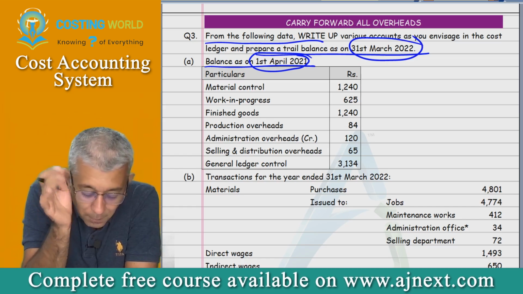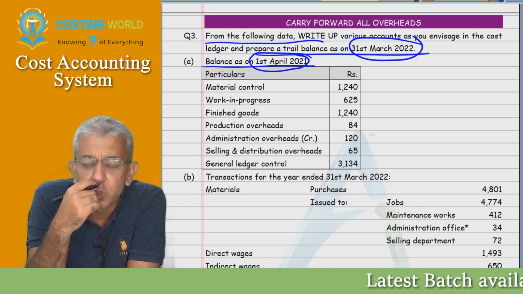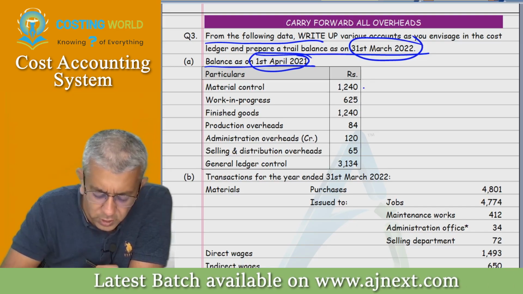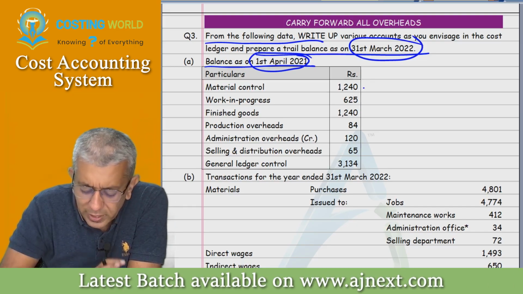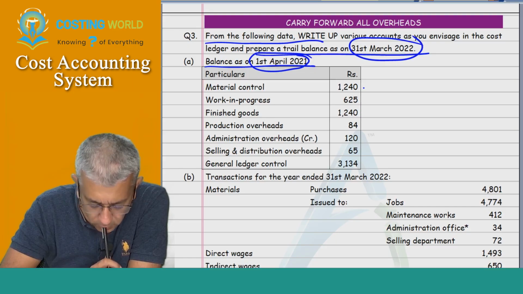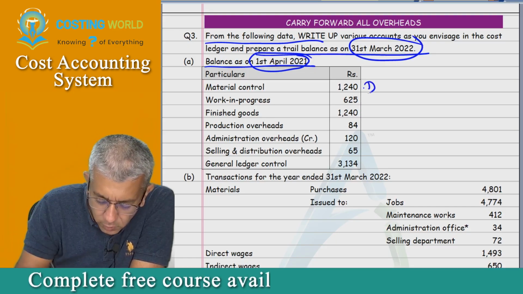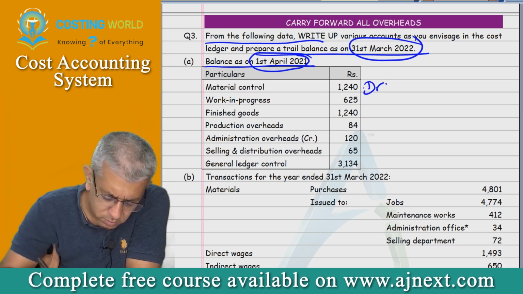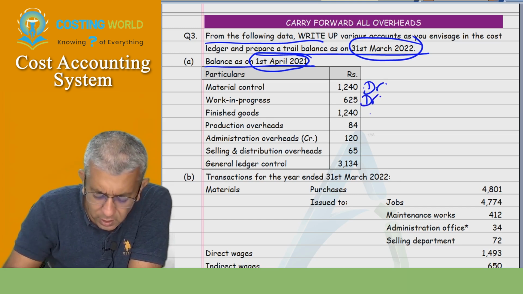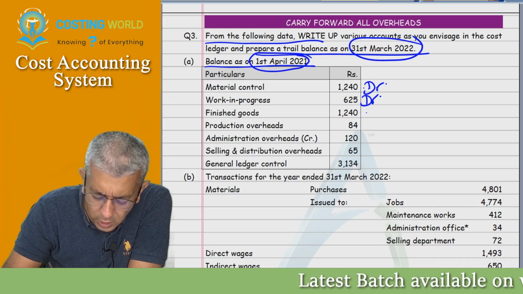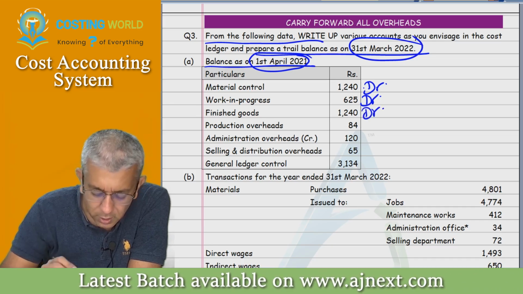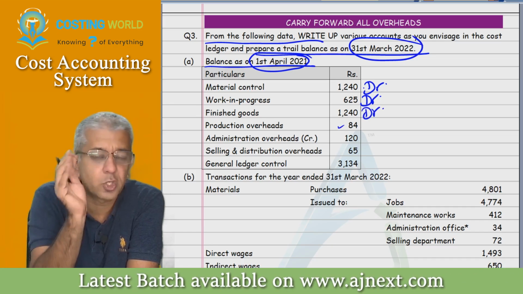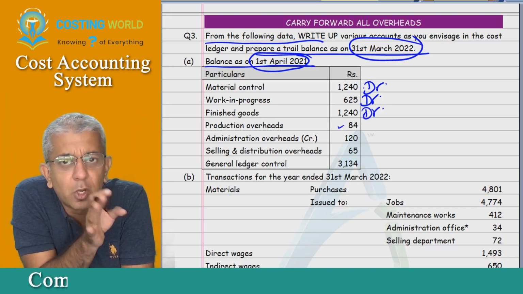Okay, now materials control. You will have to tell me a few things. Material control: will this be a debit balance or a credit balance? Debit. You write down DR over here. WIP will be a debit or a credit balance? Debit. Finished goods account will be debit or credit? Debit. Now see, the next thing you will have to tell me: production overheads, 84 rupees, will be a debit or a credit balance?